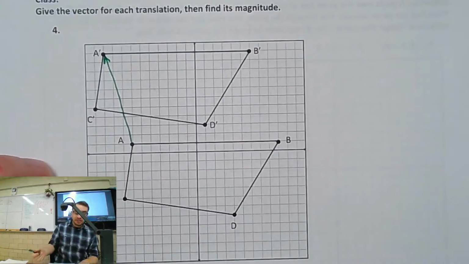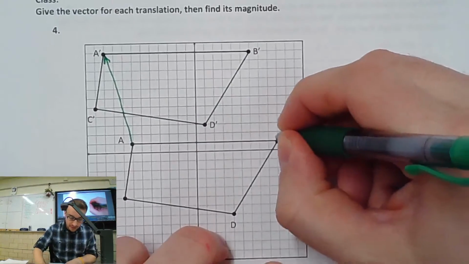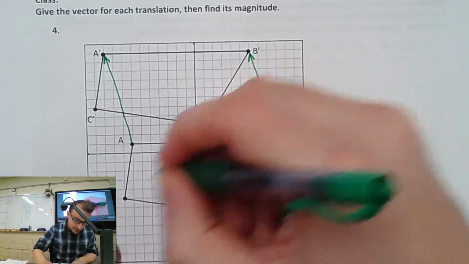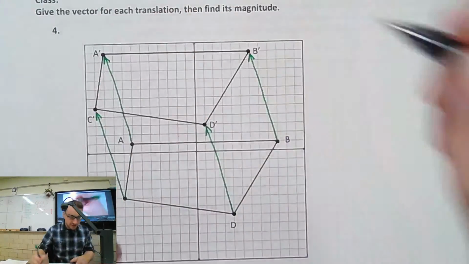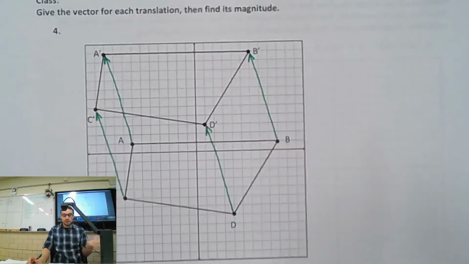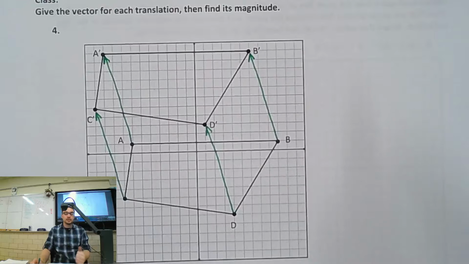Now, if this is a translation, it should be the same vector for everything, right? B going to B prime, D going to D prime, and C going to C prime. They're all the same vector. They're just moved around, right? Copy and pasted. That's what a slide is. And again, direction matters. We're going towards the primes. Don't screw that up tomorrow.